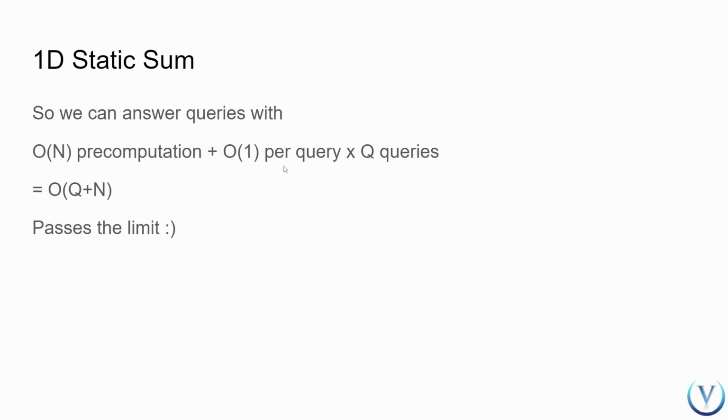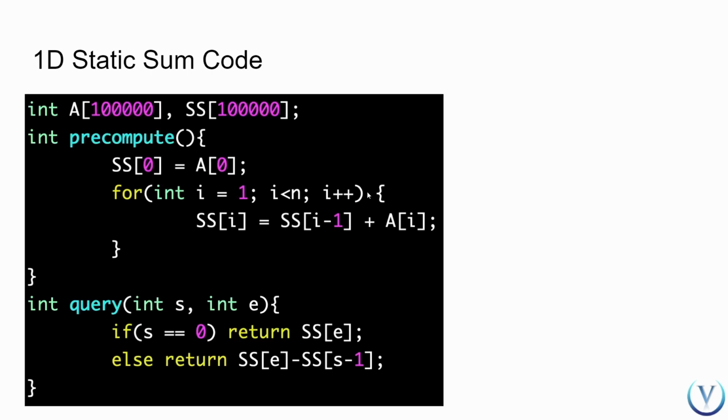A total of Q queries, so now instead of O(Qn), we've improved the time to O(Q + n), and that passes the limit. The code looks as follows. Specifically, the base case would be SS of 0 is equal to a of 0, and the transition for the static sum array would be SS of i is equal to SS of i minus 1 plus a of i. Do note that this is starting from i equals 1 because the base case of i equals 0 is already written over here.